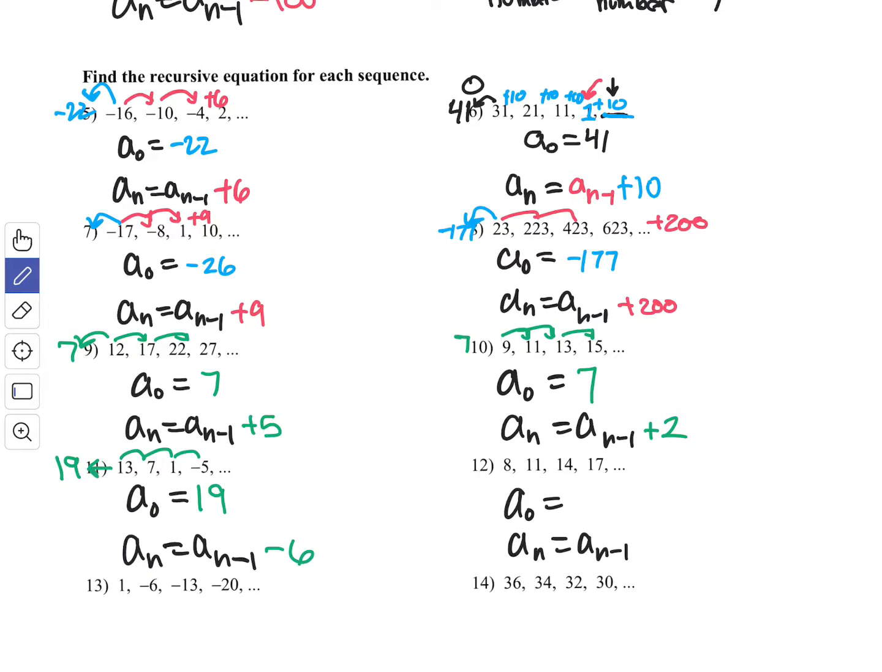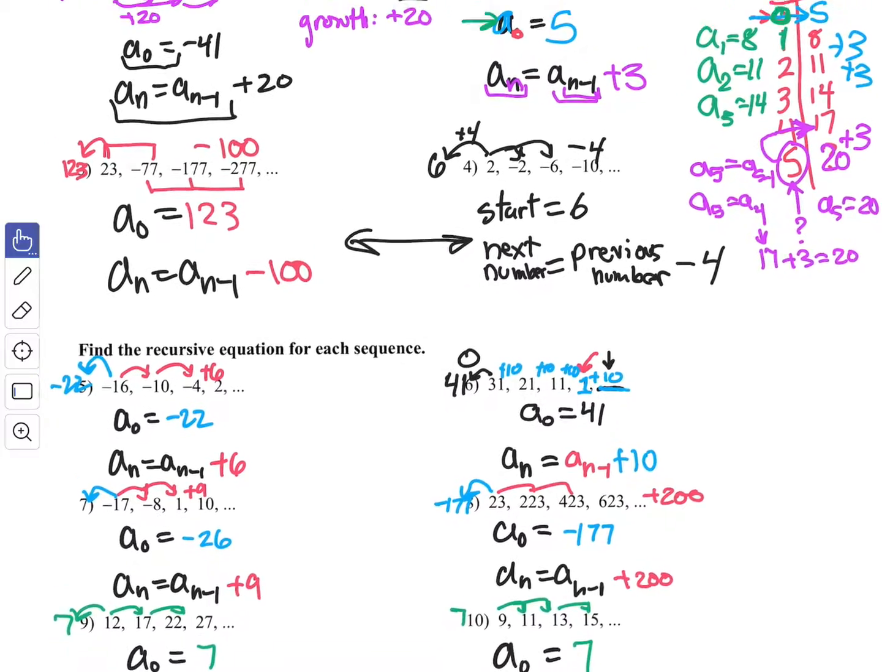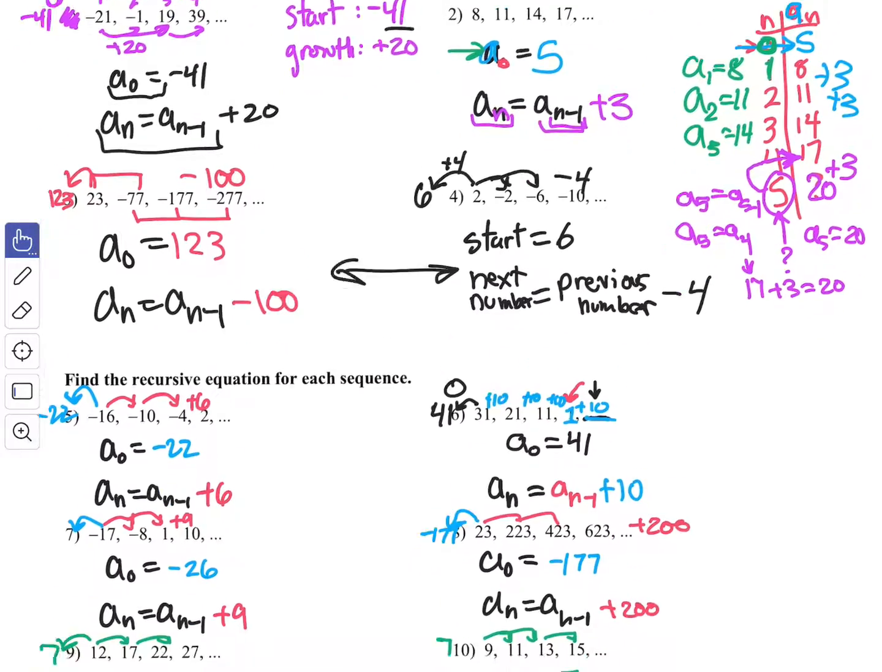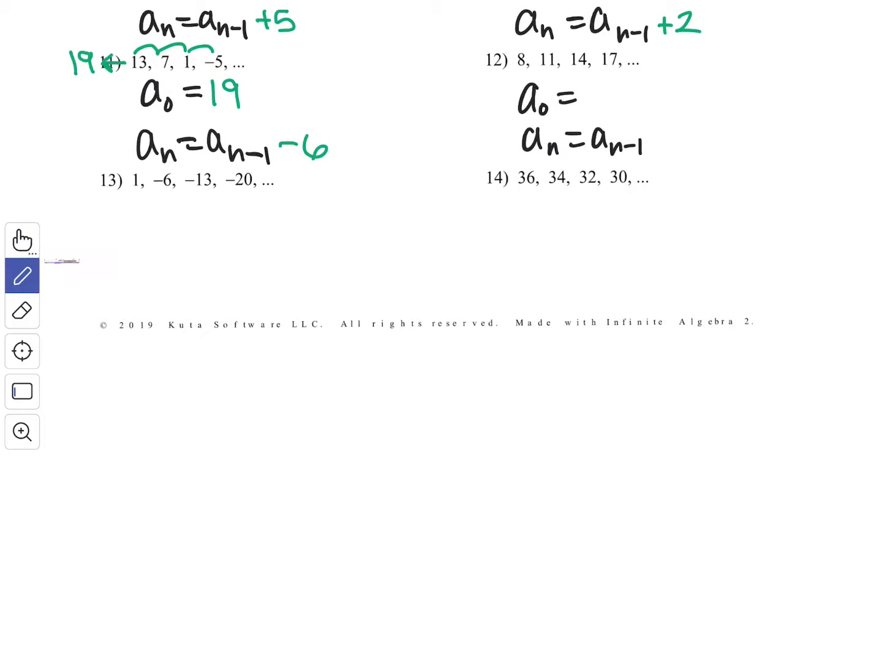Number 12, 8, 11, 14, 17. We've actually seen this one before, haven't we? It's the same one somewhere up here. Yeah, number 2. So again, for that one, a sub 0 would be, going back, 5, because we're adding 3 each time. And that's really all there is to it.